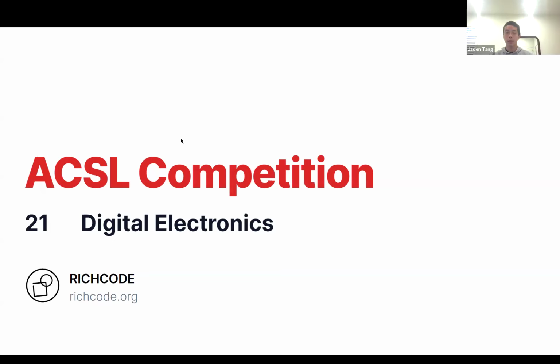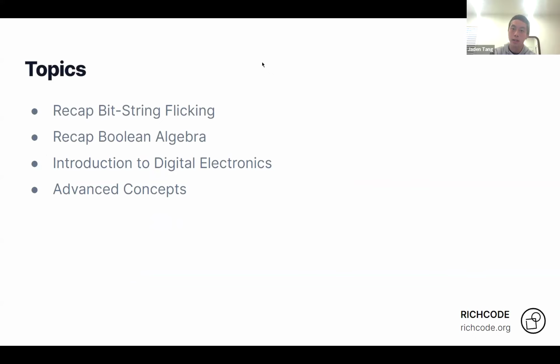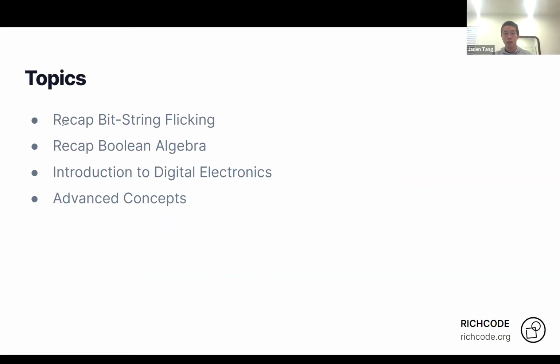Today's topic is digital electronics. To understand digital electronics, we need to remember how to do bit string flicking. We need to do Boolean algebra, and then we'll introduce you to digital electronics and the more advanced concepts inside.